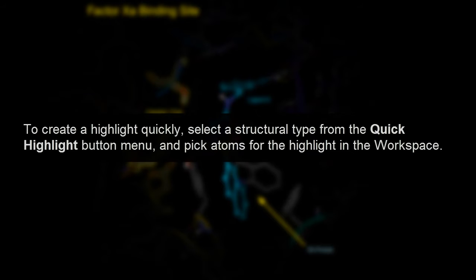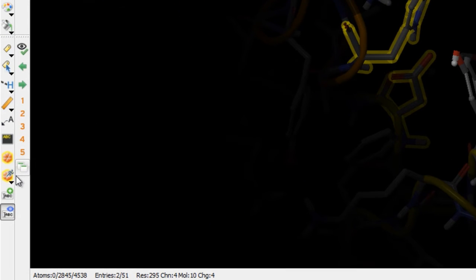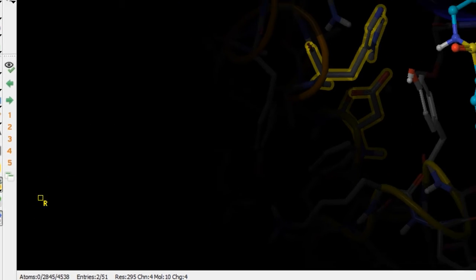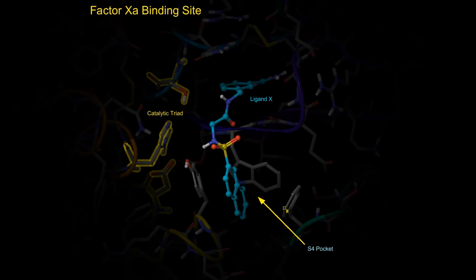To create a highlight quickly, simply select a structural type from the Quick Highlight button menu, and pick atoms for the highlight in the workspace. To save the image, including your highlights and captions, click the Save Image button on the Workspace toolbar.